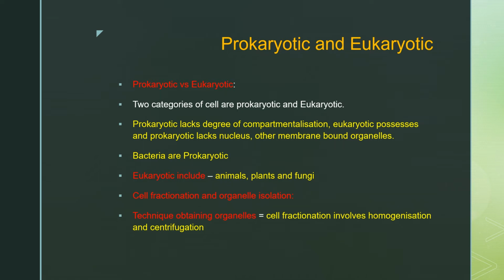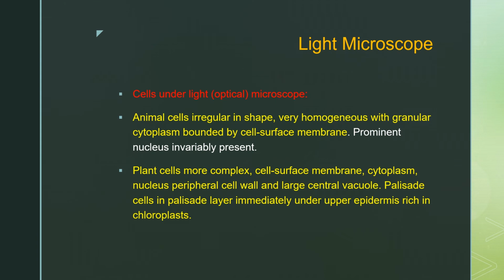Cell fractionation and organelle isolation is a technique of obtaining organelles. Cell fractionation involves homogenization and centrifugation. We want to move on now and talk about what the light microscope is like.